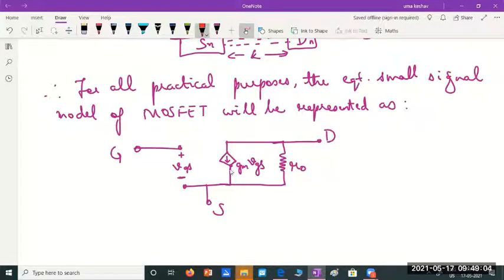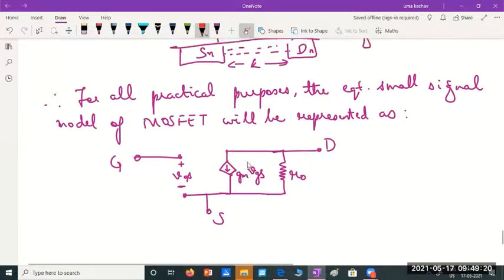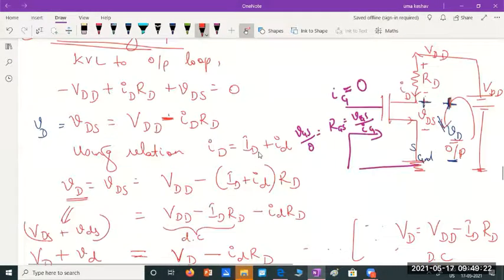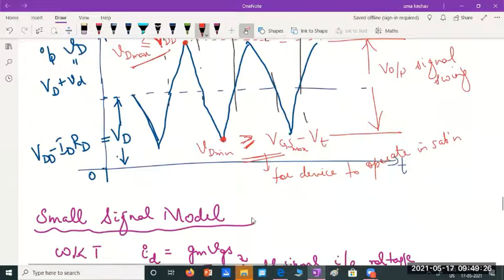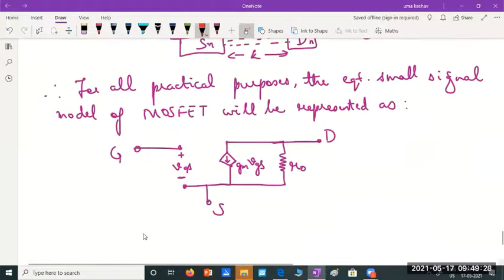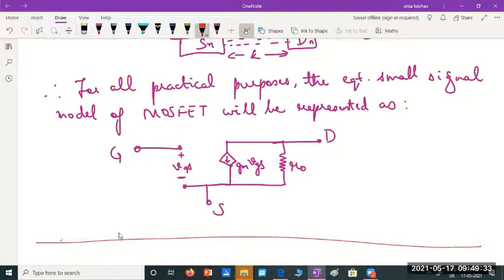You know how to find Gm, you know how to find R0. So whenever a MOSFET is given, if you have to do amplifier or AC analysis, you will be calculating Gm, you will calculate R0, and you will replace the MOSFET circuit here. This MOSFET will be replaced with this small signal model. Okay. So please remember, this represents the small signal model of a MOSFET.